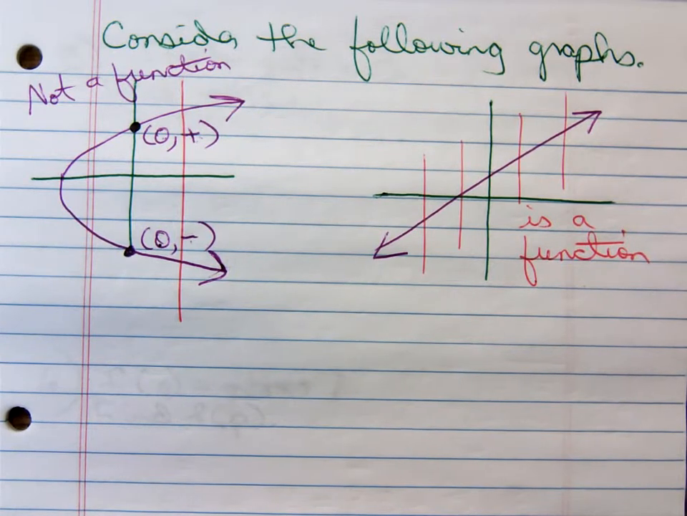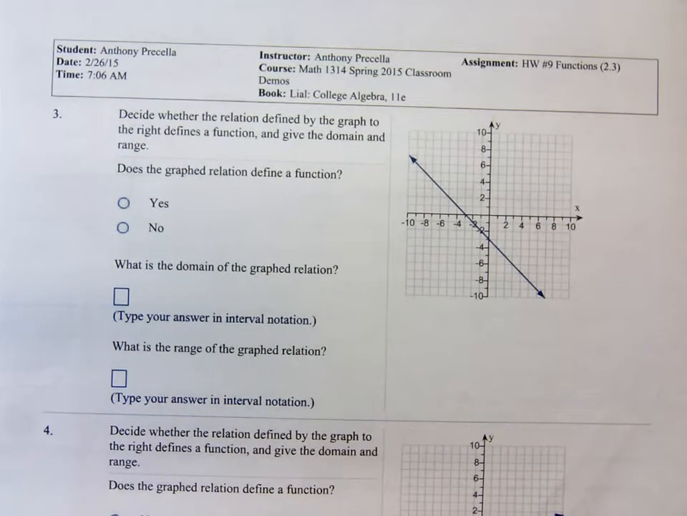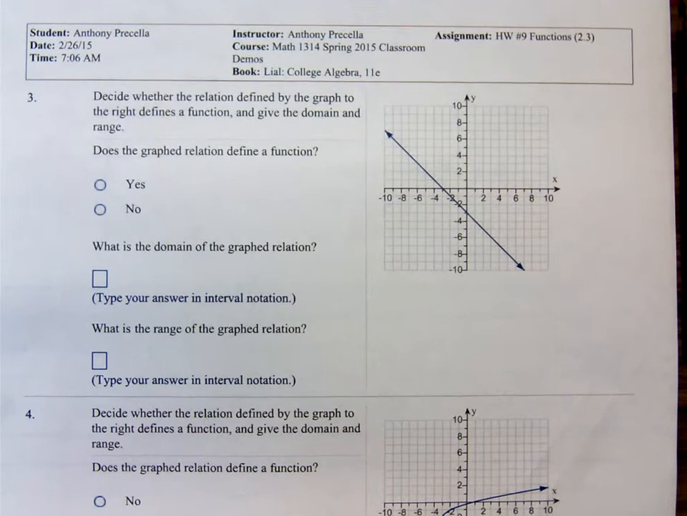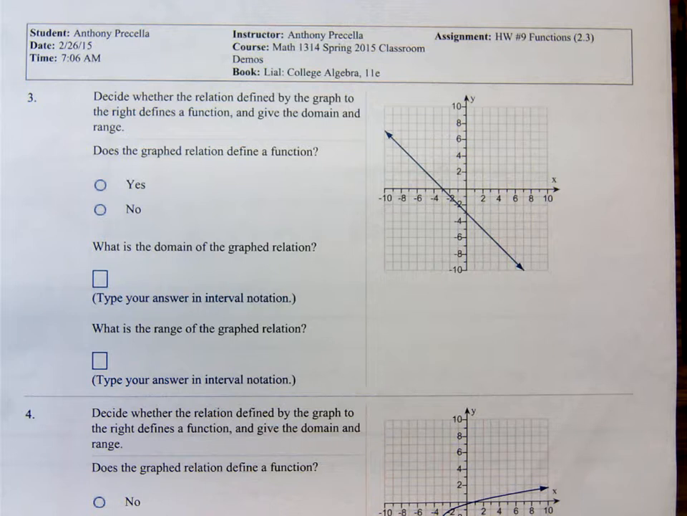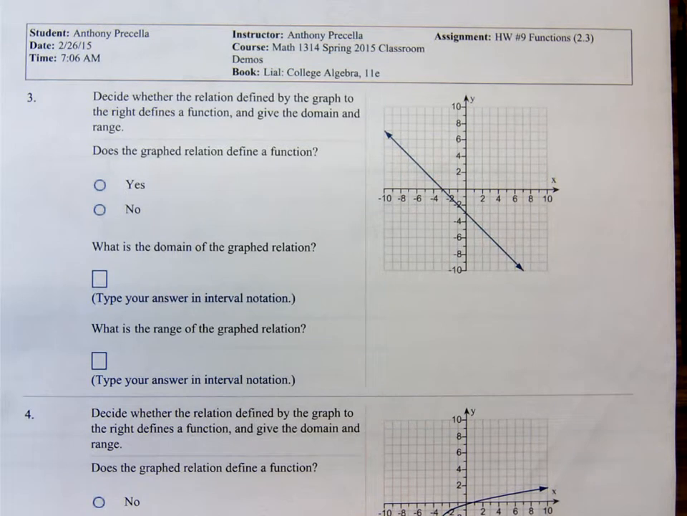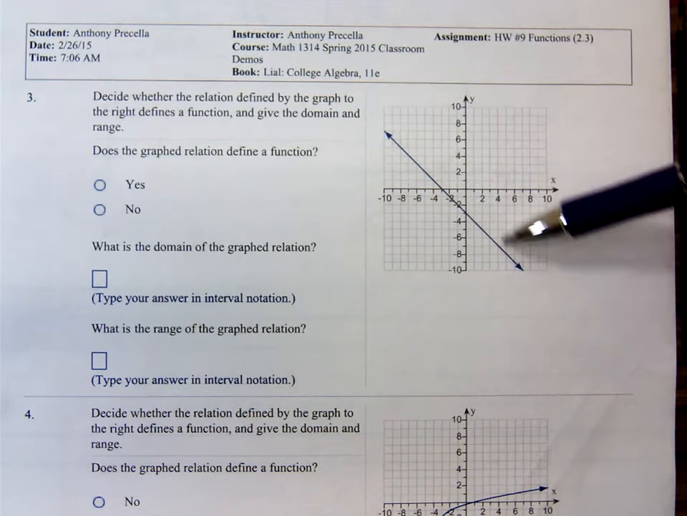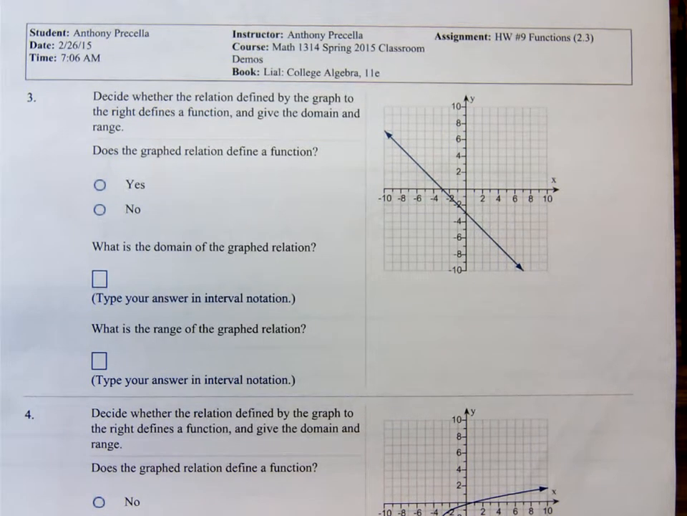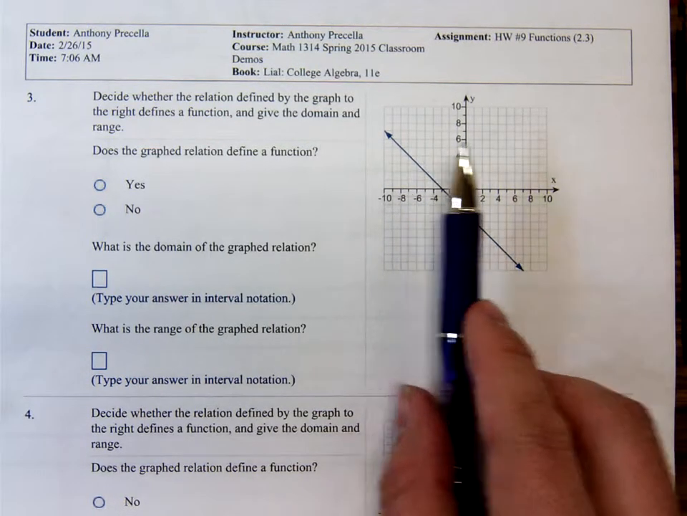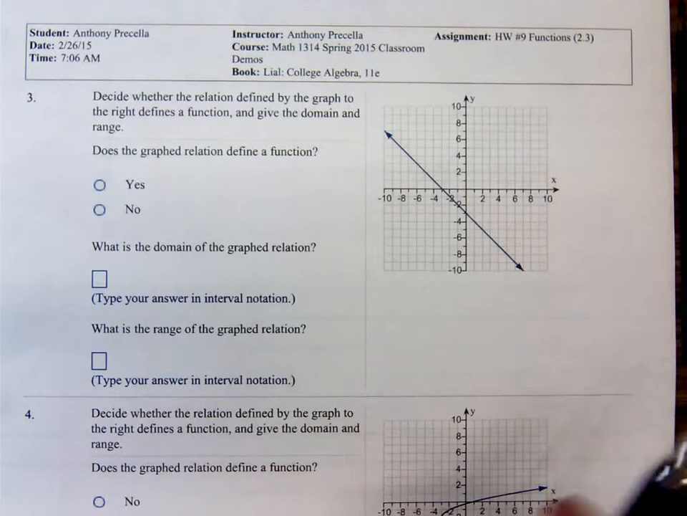And we have a couple of graphs here I wanted to look at. This is like numbers 3 and 4. They want us to decide whether the graph is a function, give the domain and range. So we have a slanted line. Is that a function? Yes, it doesn't matter where you try to draw a vertical line. Any slanted line is automatically going to be a function. So yes, it is a function.